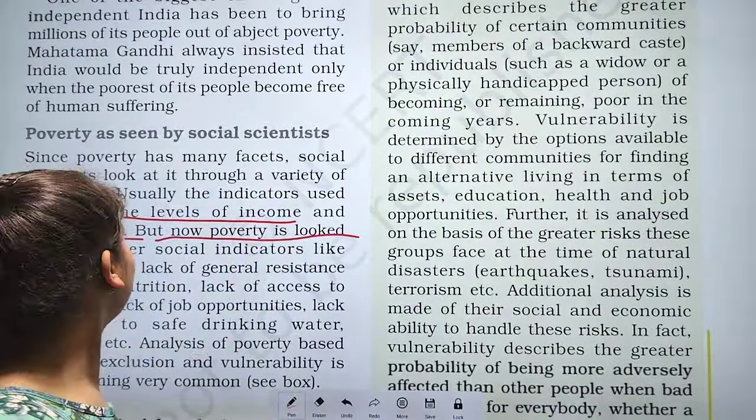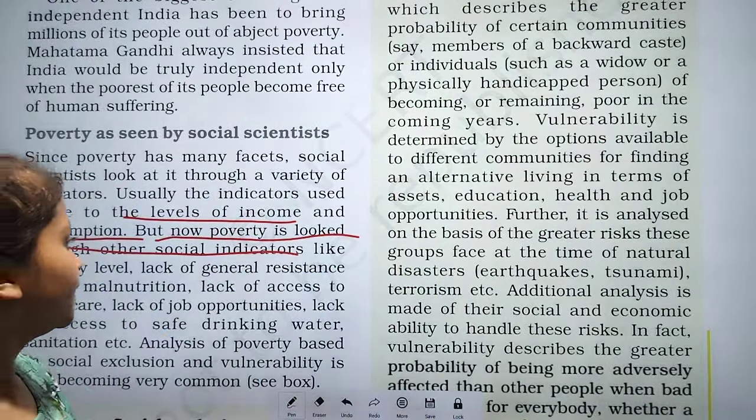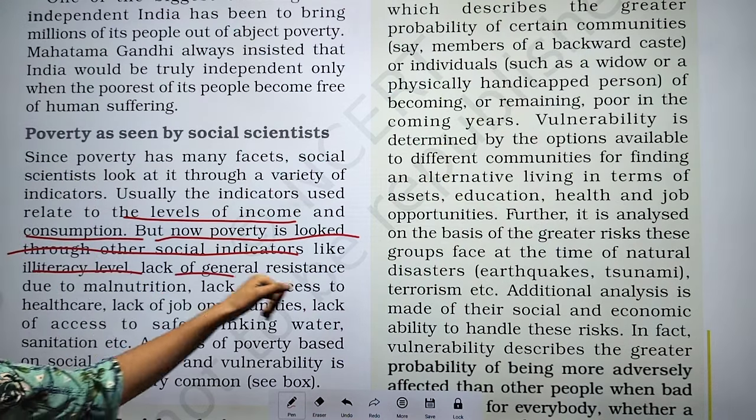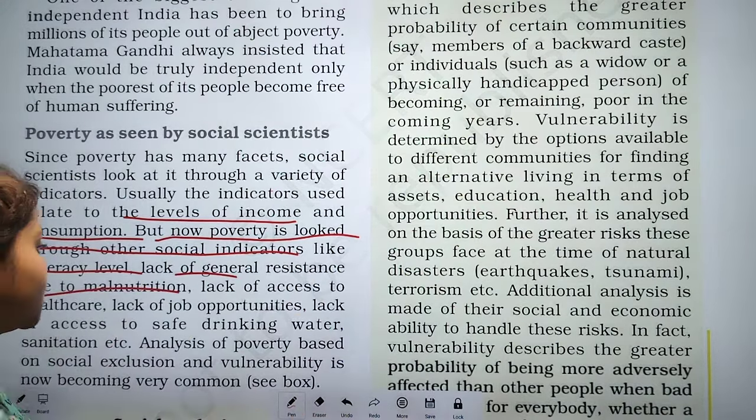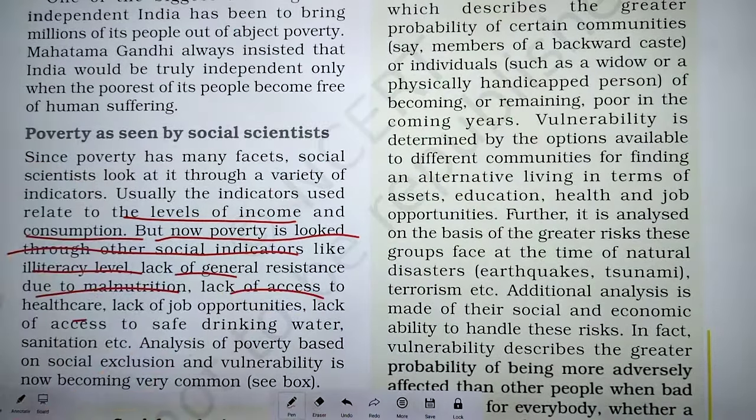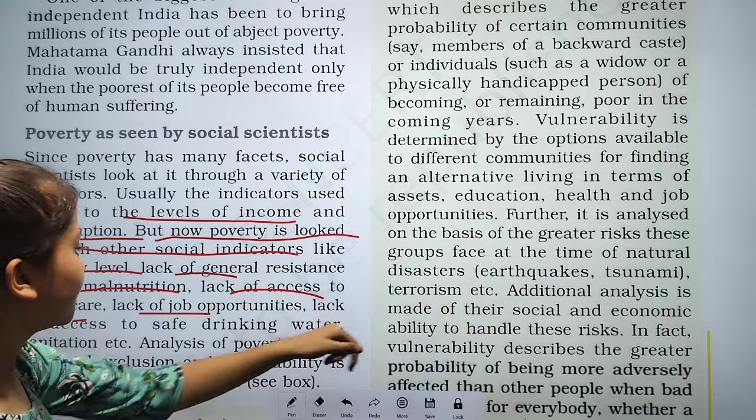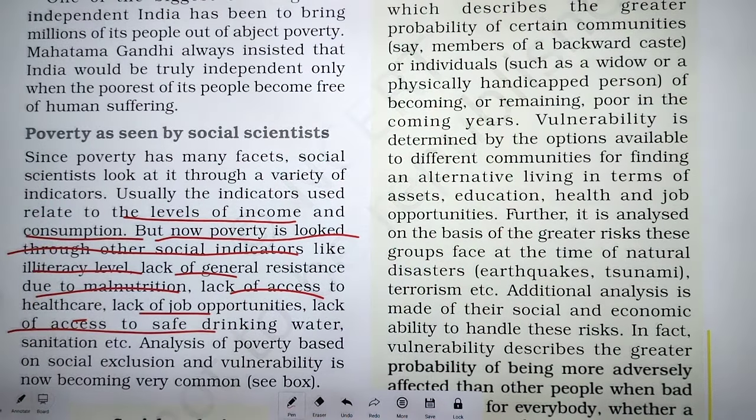But now poverty is also looked at through other social indicators like illiteracy level, lack of general assistance due to malnutrition, lack of access to healthcare, lack of job opportunities, lack of access to safe drinking water, sanitation, etc.